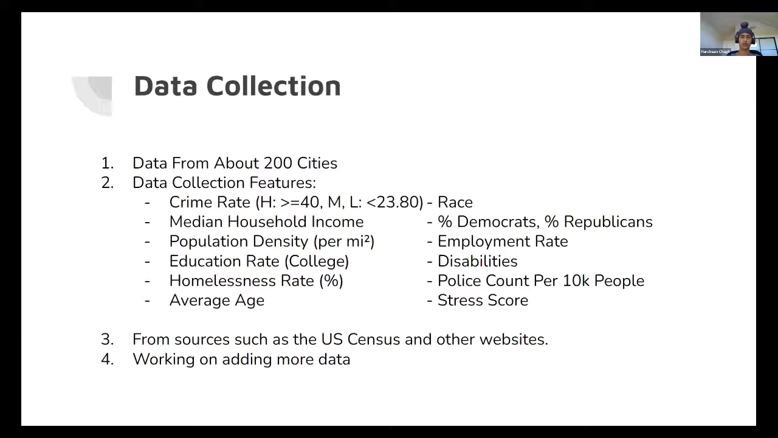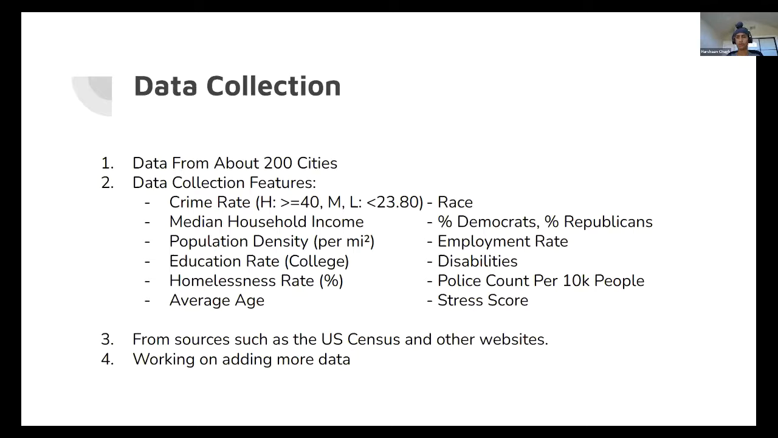So data collection. We collected data from about 200 cities. Our data collection features included crime rate, median household income, population density per square mile, education rate, and that's college degrees, and homelessness rate as a percentage, average age, percent Democrats and percent Republicans, employment rate, disabilities, police count per 10,000 people, and stress score.